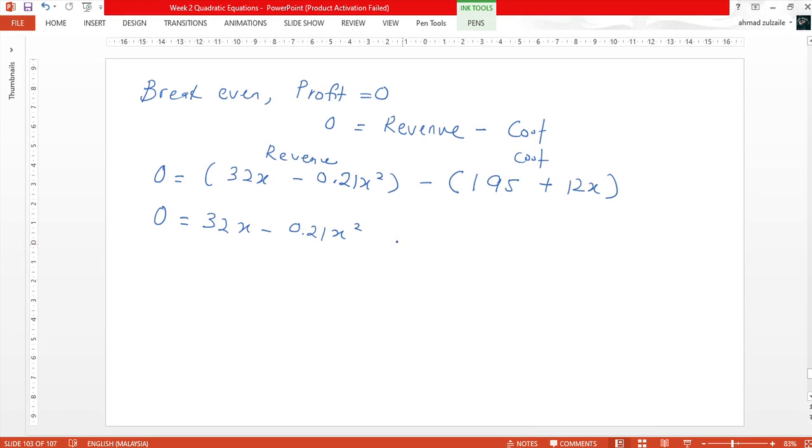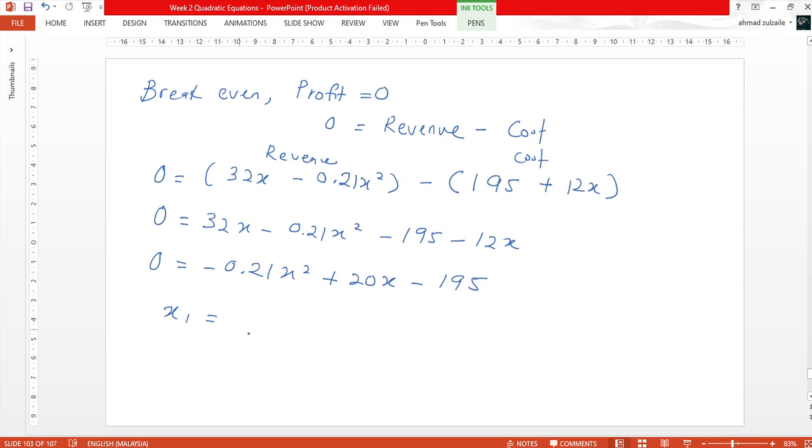0.21 minus 195 minus 12x. Once you expand the bracket, you multiply the negative sign for both, so we have negative 195 minus 12x. Solve this quadratic equation: the 32x can be subtracted with the negative 12x, so you produce positive 20x minus 195. Over here you can simply press your calculator.